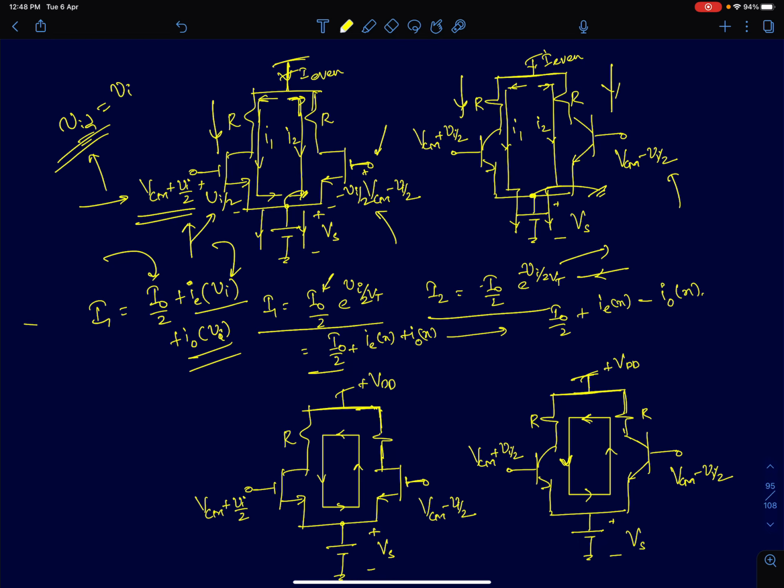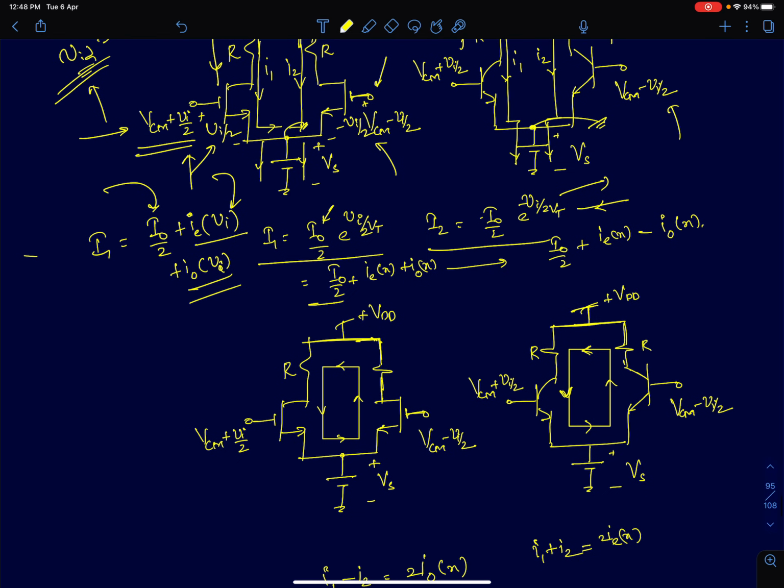Because of this condition, we can directly say that IE, the even harmonic currents flowing in both these devices, will have the same polarity and same magnitude because they both are identical transistors. Since we are looking at the even components of the current, they will be even powers of Vi. So even if the input is negative, when you square it or raise it to an even power, it will have the same magnitude on both sides. So IE of Vi in both I1 and I2 will have the same polarity.